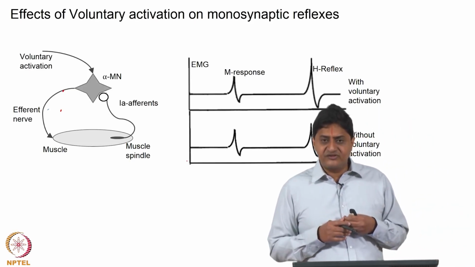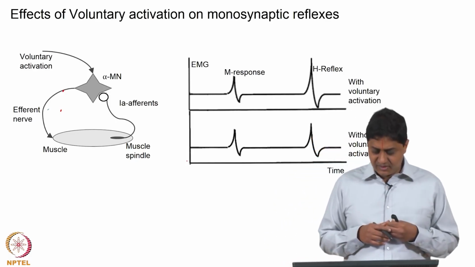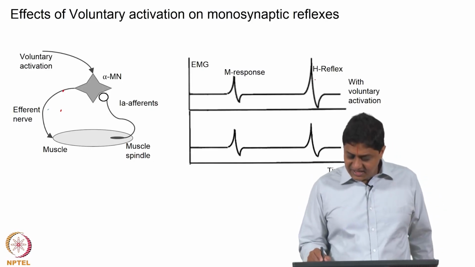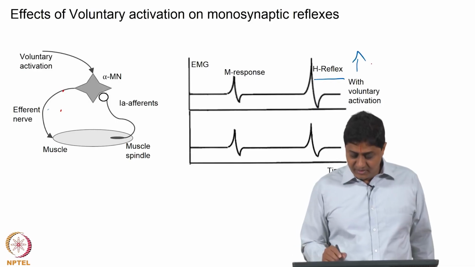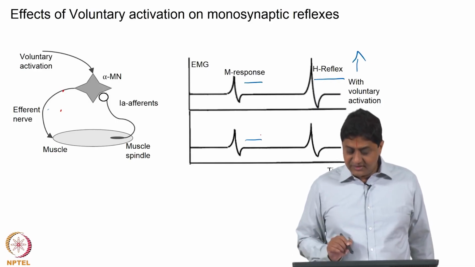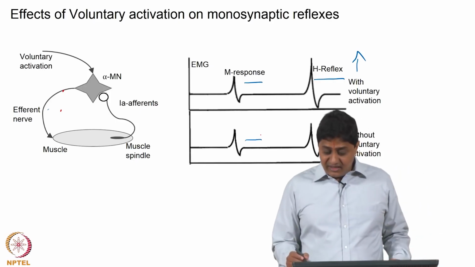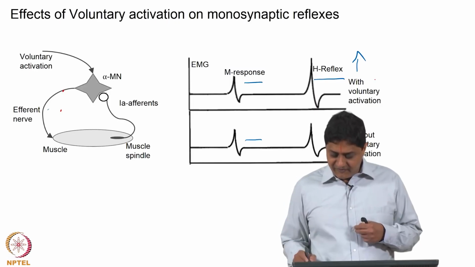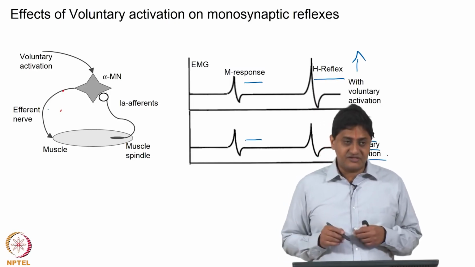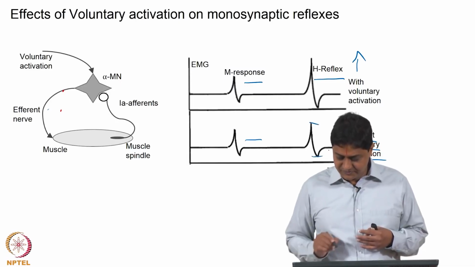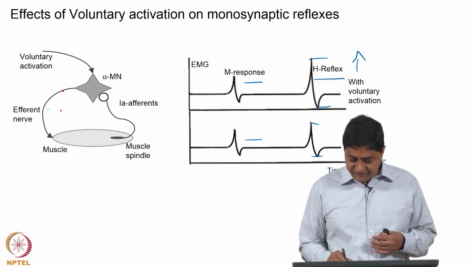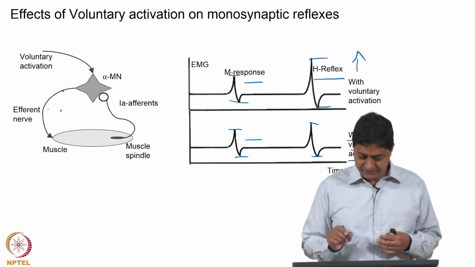what will happen to the amplitude of the reflexes during voluntary movements? Usually what happens is, if there is voluntary activation, the H reflex amplitude goes up, the M response amplitude remains the same. In other words, if there is voluntary activation of the muscle, the H reflex amplitude increases when compared with the case of no voluntary activation. Without voluntary activation, if the response is so much, with voluntary activation the response is going to be much higher, but that difference is not going to be seen in the M response.